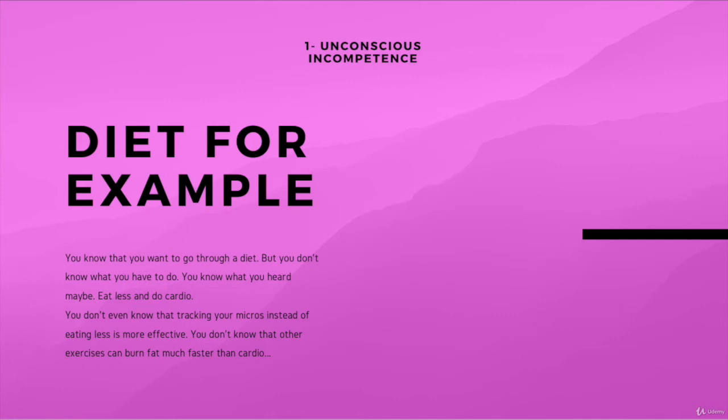Unconscious incompetence, when we talked about the diet example, you know that you want to go through a diet, but you don't know what you have to do. You know what you heard, maybe eat less and do cardio, as we said. You don't even know that tracking macros instead of eating less is more effective. You don't know that other exercises can burn fat much faster than cardio. This is the stage where you are not aware of what you don't know, right?